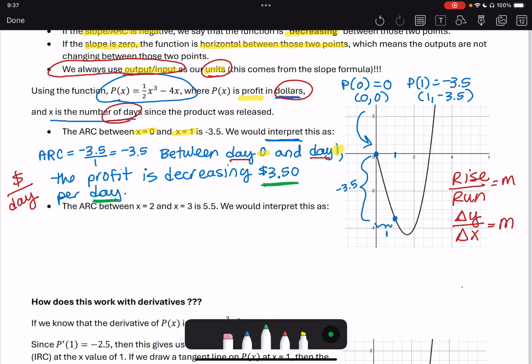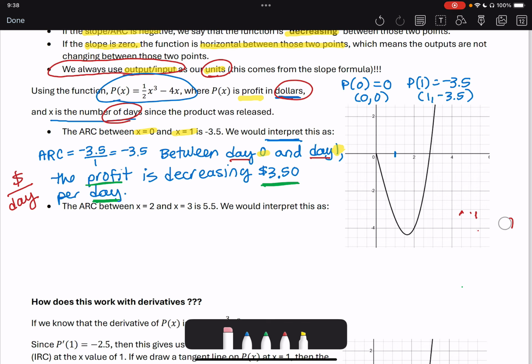So you always want to reference your input values, because remember, average rate of change is different when you change your input values usually. So you want to reference the input values that you're using. You want to make sure you're bringing in descriptive words like profit, increasing or decreasing, and proper units on the average rate of change. So let's just do another one here. Let me get some of these other markings out of here so we can see what we're doing. The next one, I'm saying average rate of change between 2 and 3.